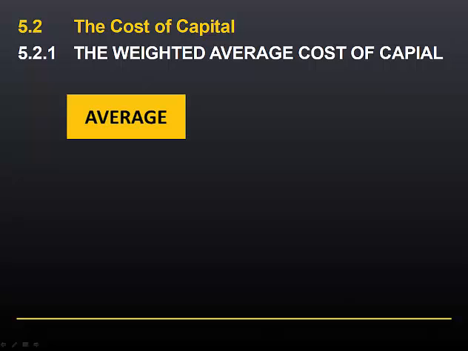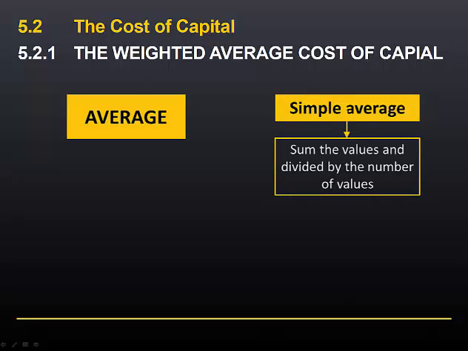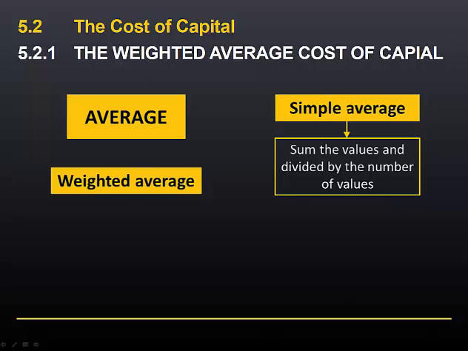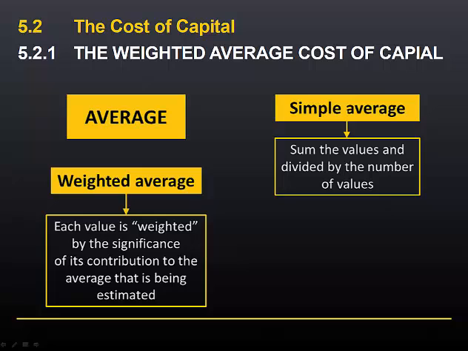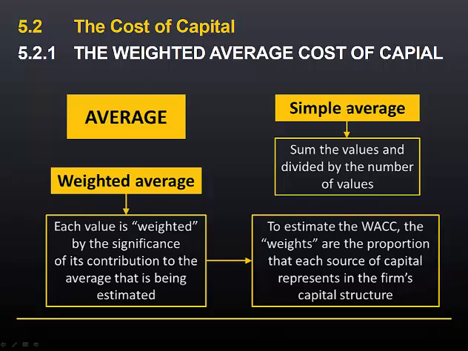Because we need a single number that represents the cost of capital, we need to distinguish between a simple average and a weighted average. A simple average, we sum the values and divide by the number of values that there are. With a weighted average, we weight each value by the significance of its contribution to the average that is being estimated. When it comes to calculating the weighted average cost of capital, the weights that we will use are the proportion that each source of capital represents in the firm's capital structure.